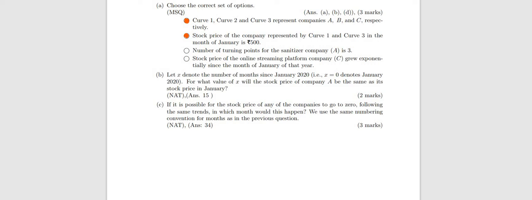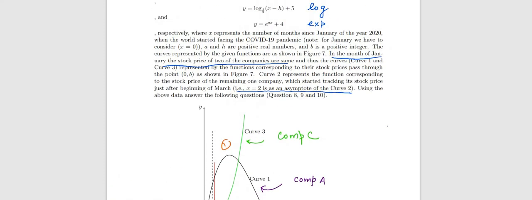Let's see option D. Stock price of online streaming platform C grew exponentially since the month of January of that year. Yes, it's true. It's a graph which is clear. It's an exponential graph. So option D has to be very obvious.